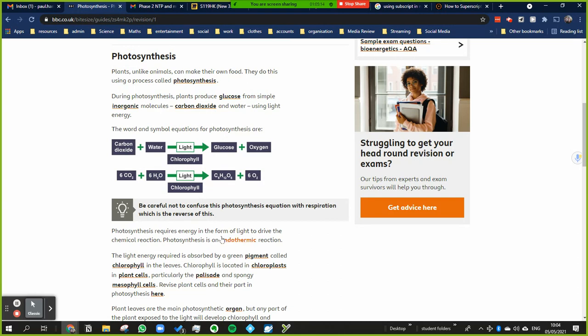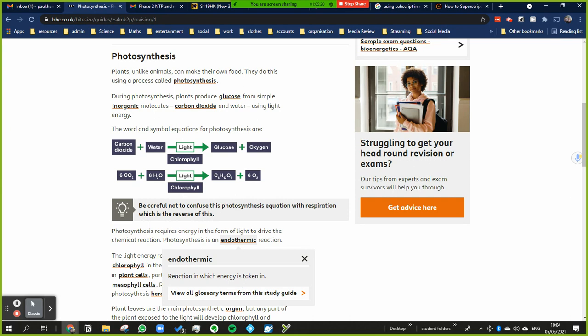So let's look at some of these other key words, like endothermic. If I click on it, it tells you a reaction in which energy is taken in. Now, some reactions produce energy and some reactions need energy to happen. In this case, this is a reaction that uses energy to make it happen because it uses energy from light. So it uses energy from the sun.